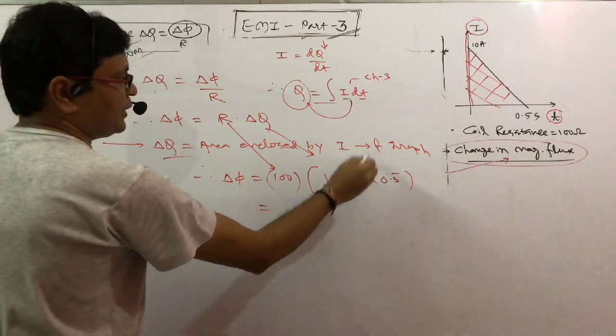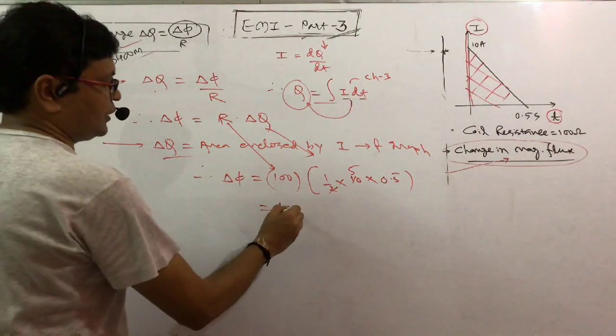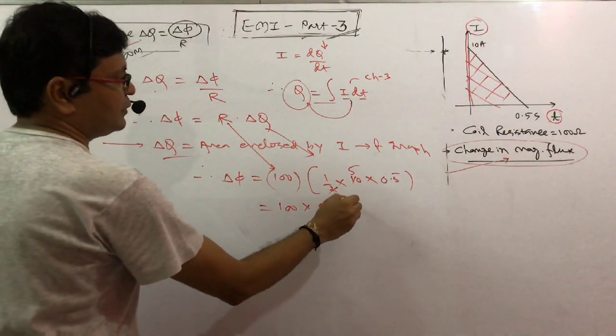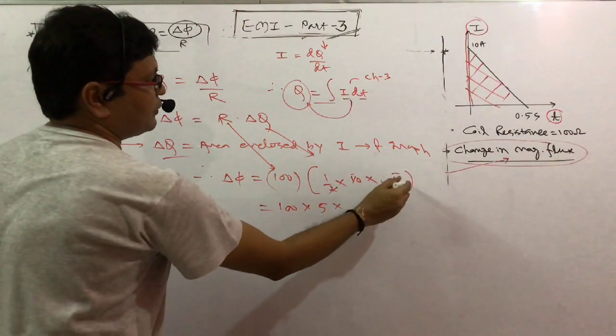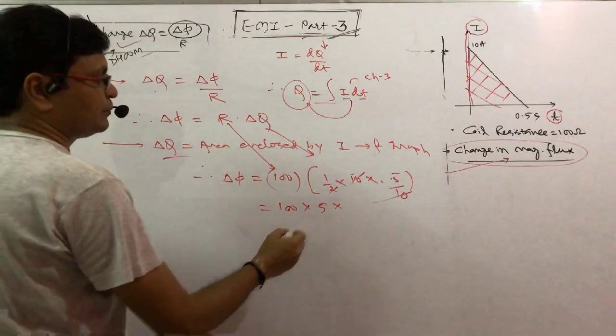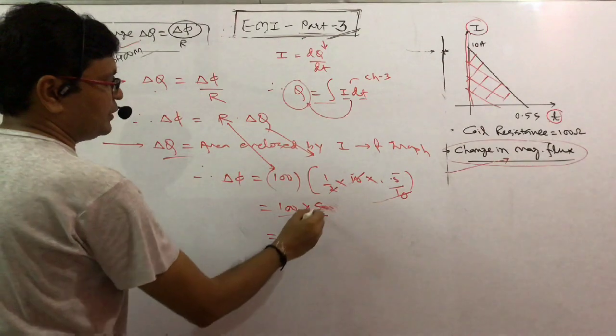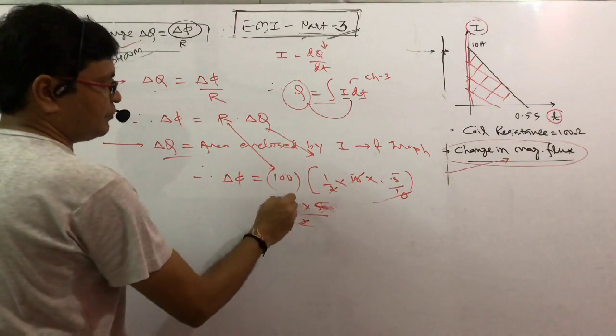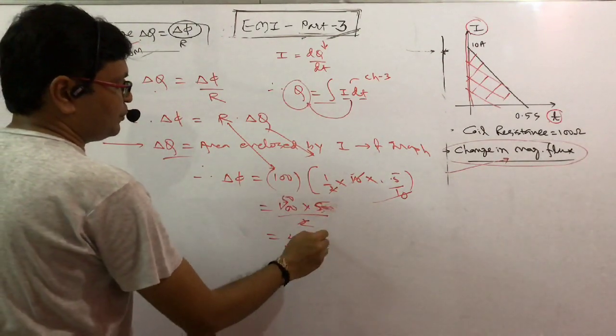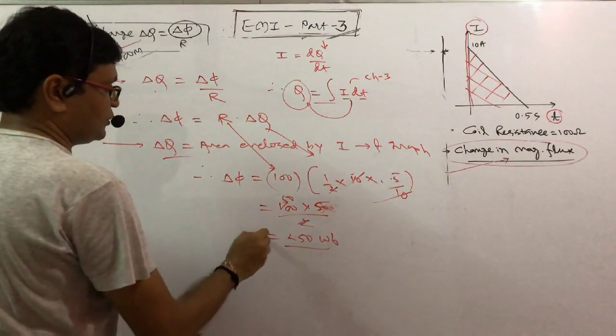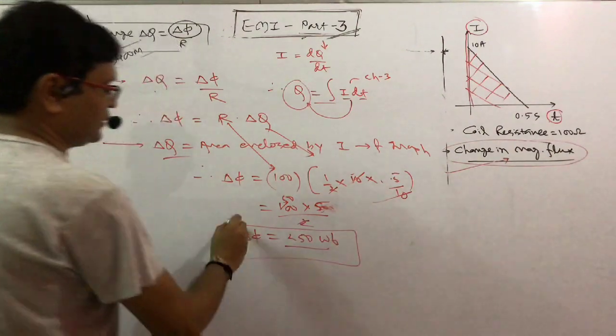So 2 5 is 10, you can see that. So 100 multiplied by 5, or I keep 10 here, 5 by 10, 10 cancel. So 100 multiplied by 5 divided by 2. So obviously here it is 250 Weber. This is the change in magnetic flux.